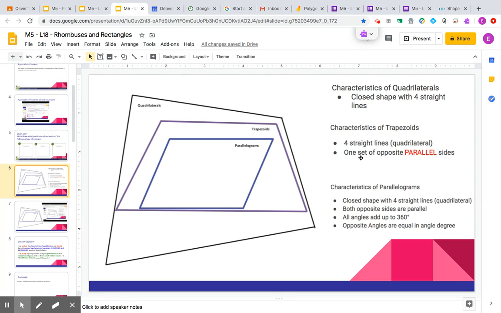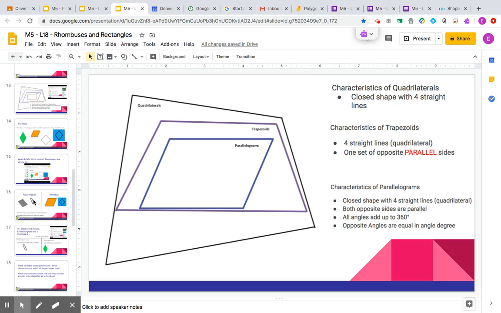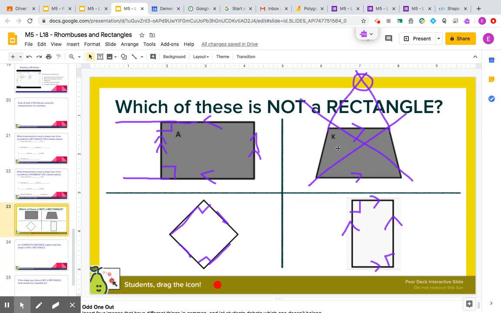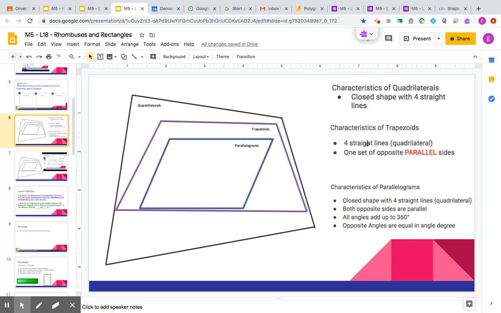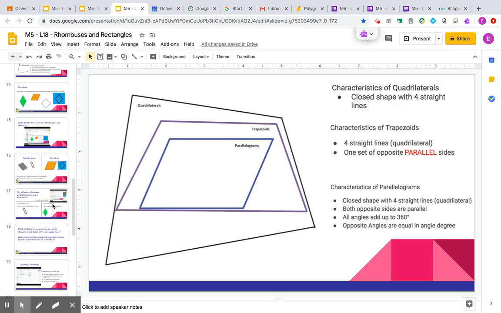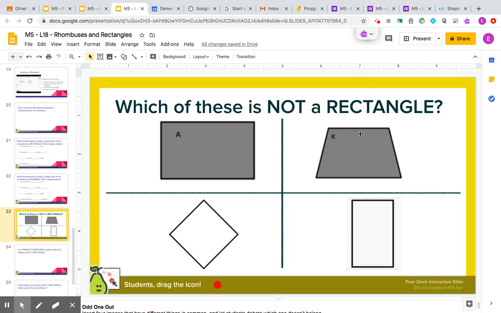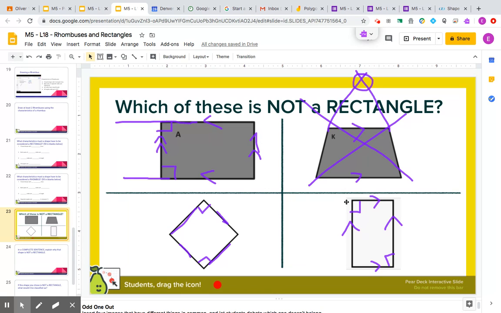Trapezoid. One set of opposite sides are parallel. Guys, our shape that we were looking at only had one set of parallel lines. That matches the definition of a trapezoid that has one set of opposite sides. In order to be a parallelogram, you need 2. In order to be a rectangle, you need 2. In order to be a rhombus, you need 2. So I think our shape is indeed a trapezoid.